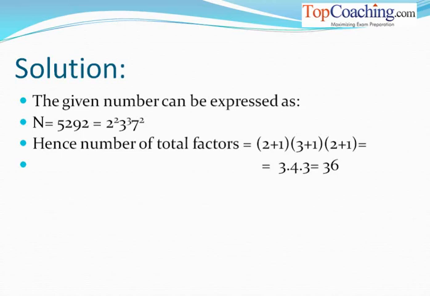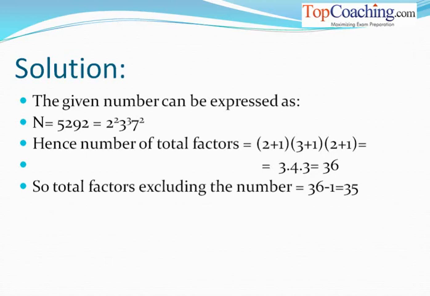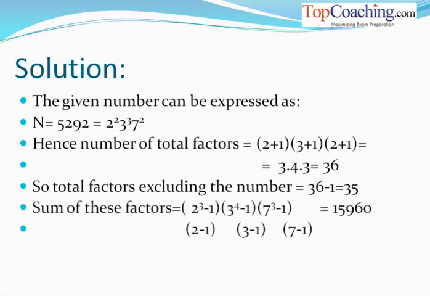Now the total factors excluding the number would be 36 minus 1 equal to 35. If we include the number, then the total number of factors will be 36, otherwise it is 35. Now the second part is we have to find the sum of these factors. The sum of these factors would be (2^3 minus 1)/(2 minus 1) into (3^4 minus 1)/(3 minus 1) into (7^3 minus 1)/(7 minus 1), and that is equal to 15960. So the sum of all these factors of the number 5292 is equal to 15960.